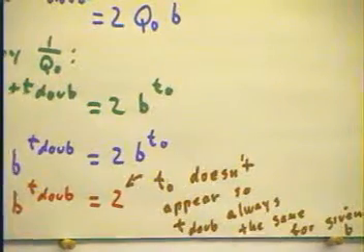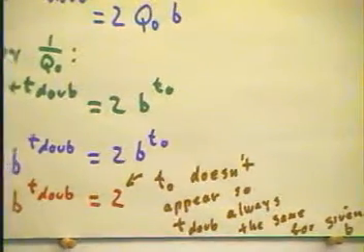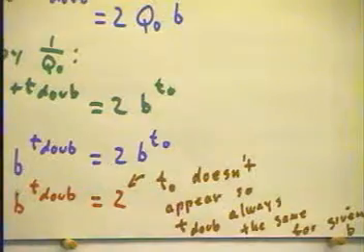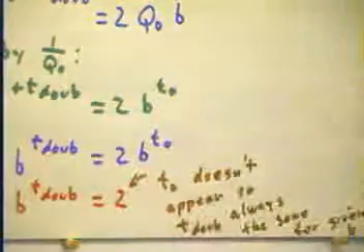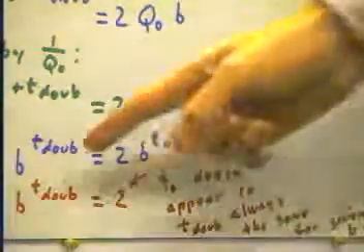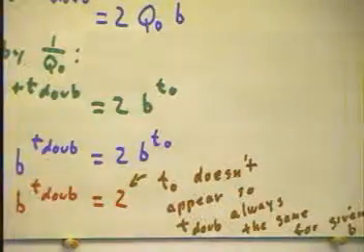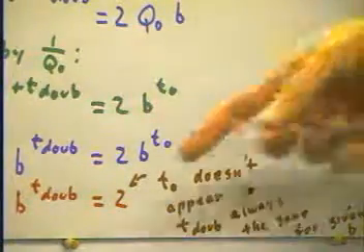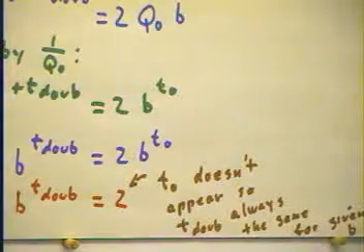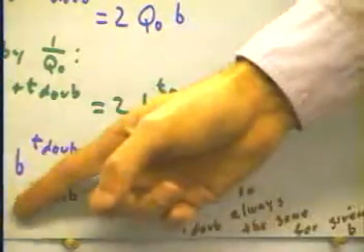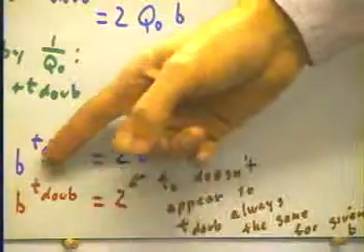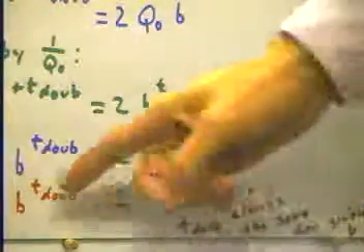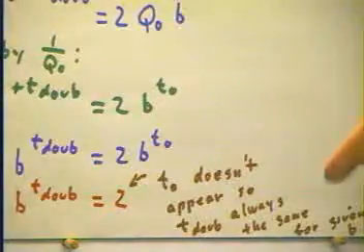One of the main things we want to look at here is that t0 doesn't appear in this equation. Since t0 doesn't appear, t0's not going to appear in the solution. So when we get t dub, it's not going to depend on t0 at all. It's only going to depend on b. So the doubling time is strictly a function of our growth factor b.